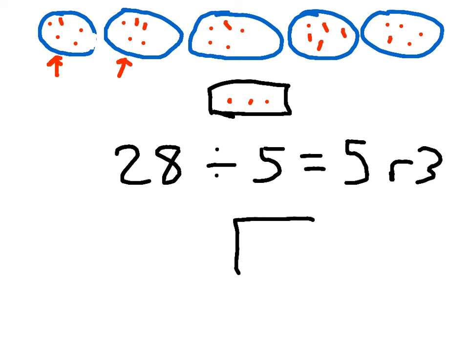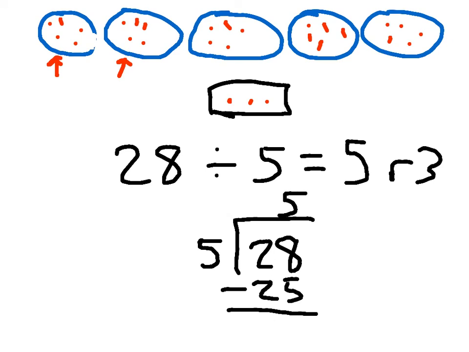Showing you it in the manner that we have been looking at through the video: 28 divided by 5 goes in 5 times. 5 times 5 is 25. 28 minus 25 is 3. 3 is our remainder. Again, our remainder can never be bigger than our divisor. The remainder here cannot be bigger than that divisor.